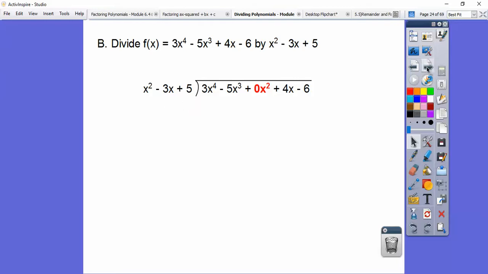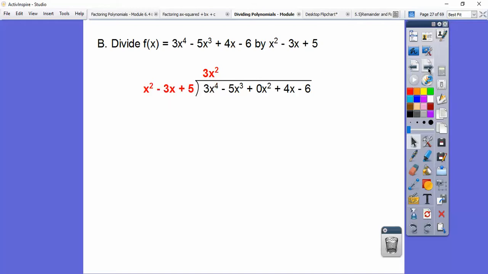Okay, so how we do this is we focus on these guys. x squared times what gives us 3x to the 4th? So this guy times what gives us this guy, and that's what we write up here. So x squared times 3x squared will give us 3x to the 4th right there. Then we multiply this 3x squared times this whole thing, just like we did when we multiplied that 2 times 12 right there, okay?